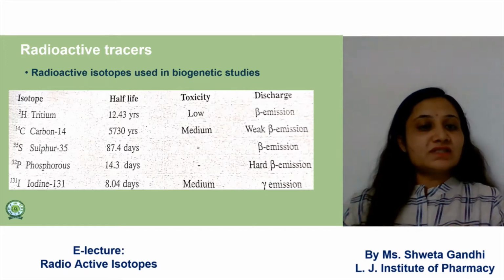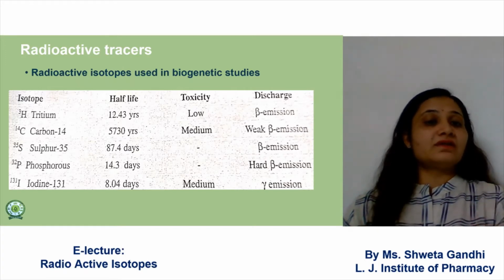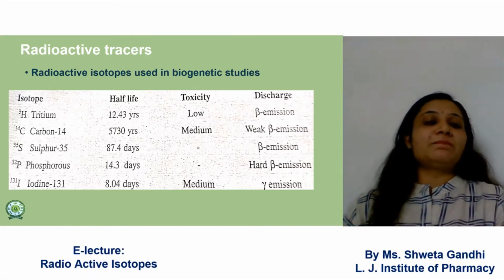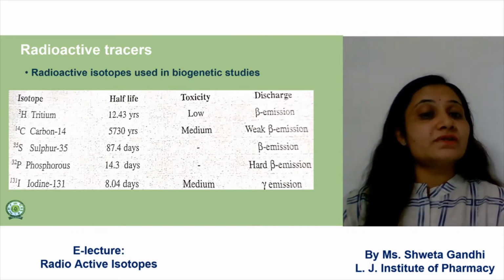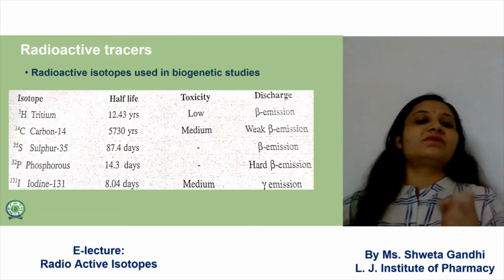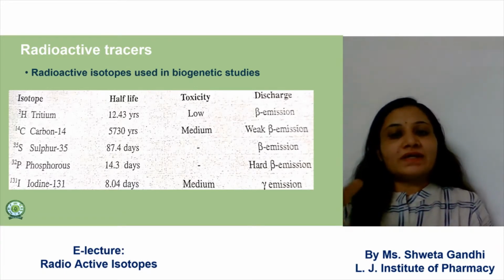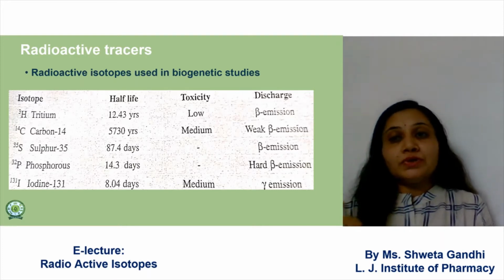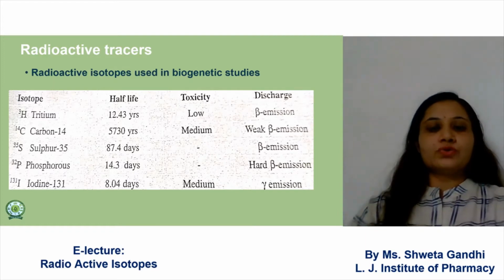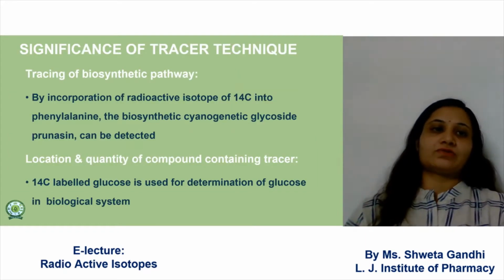And as we see, some have a higher half-life. For example, tritium has 12.43 years of half-life. Carbon has 5730 years of half-life. And the emission is beta. I have told you in the definition that emission of rays is the discharge. So you can draw this table for the radioactive isotope.